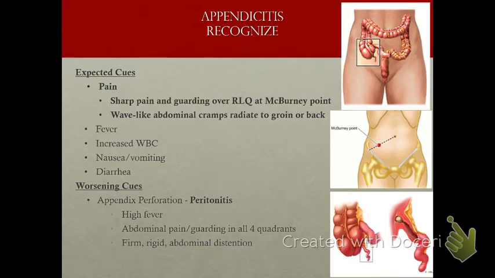Appendicitis, I don't know if we need to spend a lot of time on appendicitis. I think this one's kind of common sense. It's an infected piece, but I want to show you where it is. It's at the beginning of the colon, the end of the small intestine, at this ileocecal valve. So where the small intestine dumps into the large intestine, there's a little appendage called the appendix.